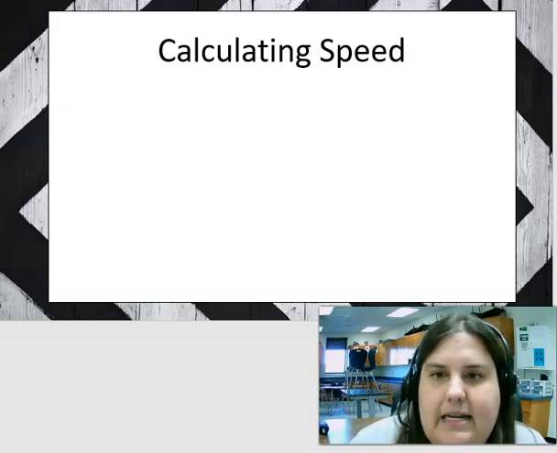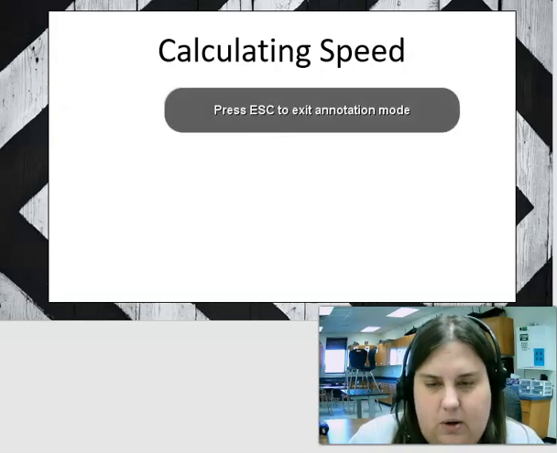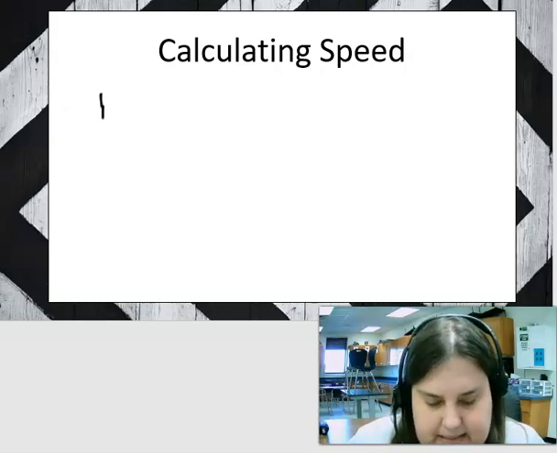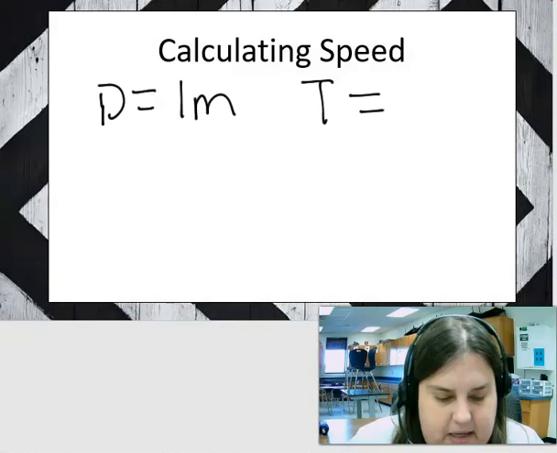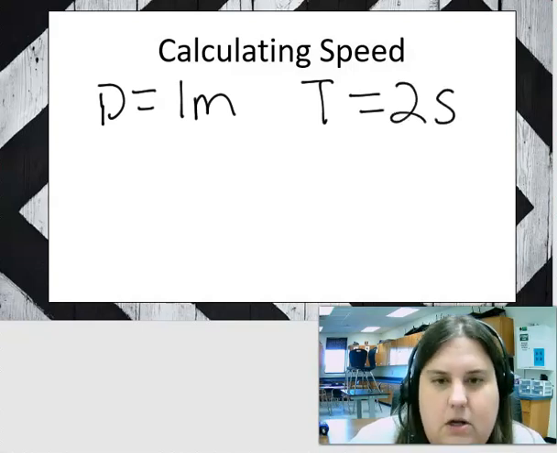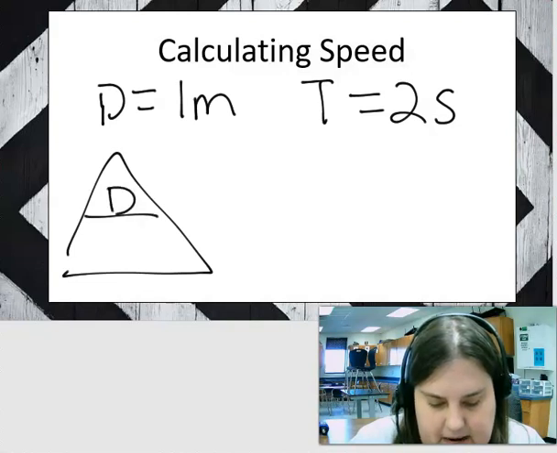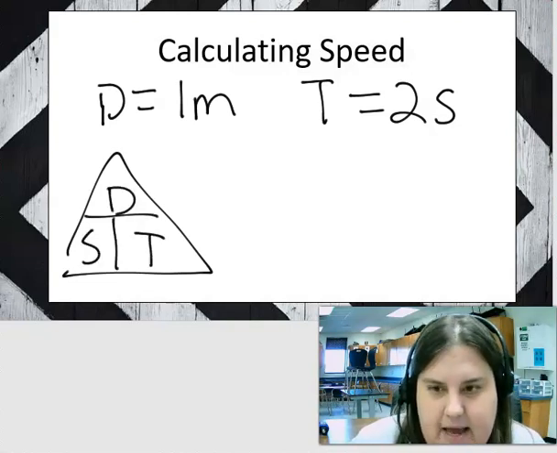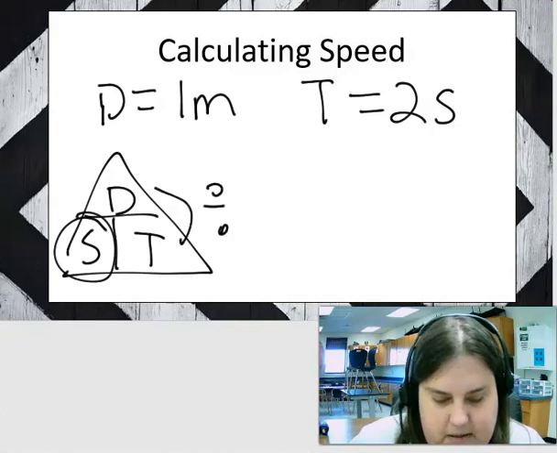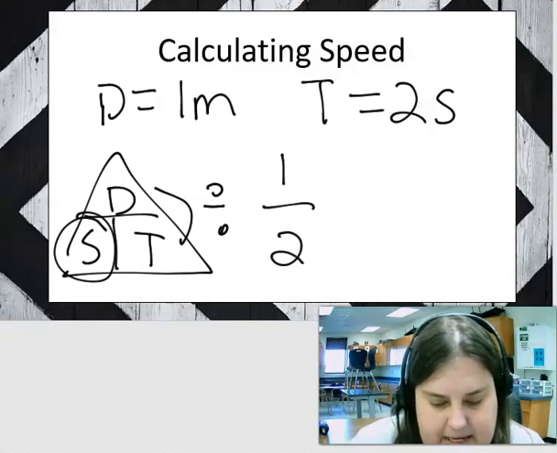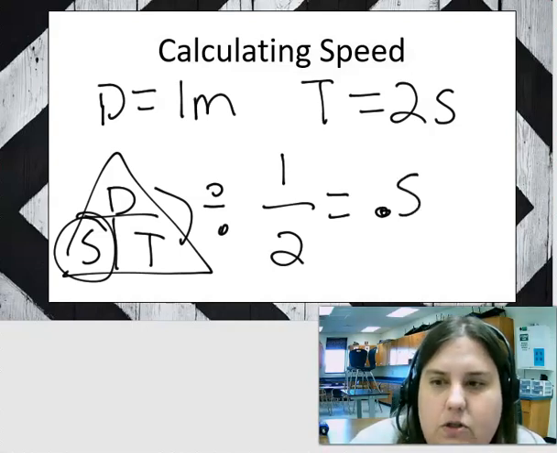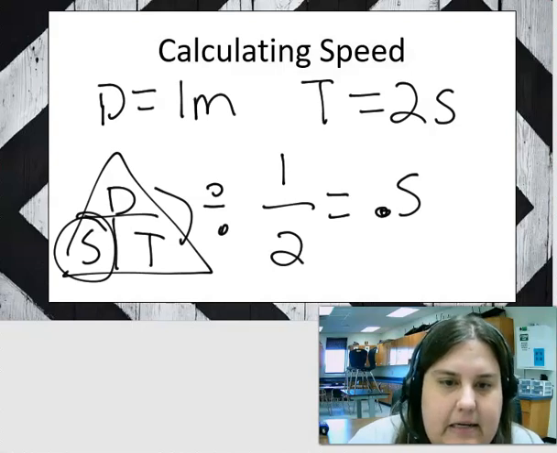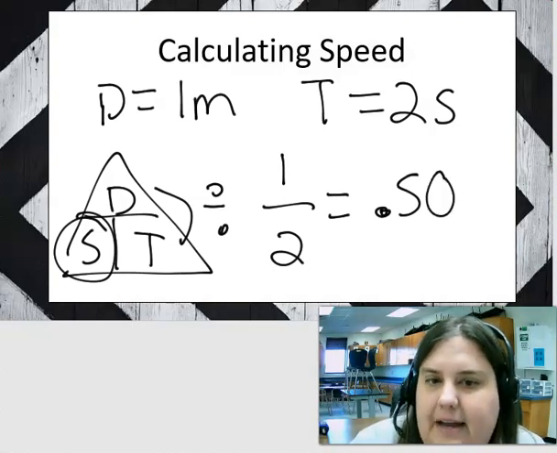When we're calculating speed, we're going to take our distance and the time. So let's say my distance equaled 1 meter and my time equaled 2 seconds. To calculate that, I'm going to do distance divided by time, and that is going to give me my speed. So distance divided by time would be 1 divided by 2, and that's going to give me 0.5. Again, remember, we do go out to the hundredths place if it's needed. So for this one, that would be 0.50.